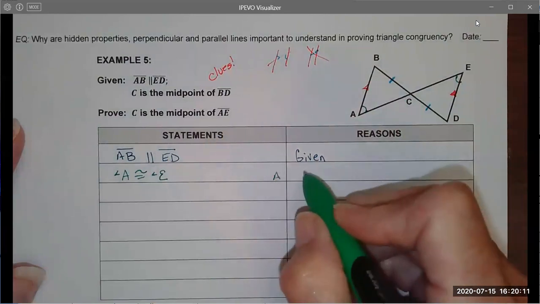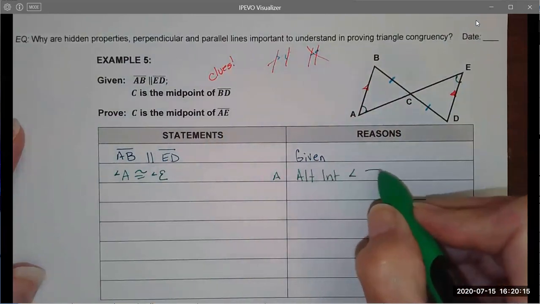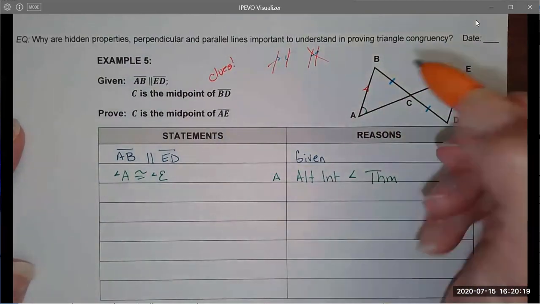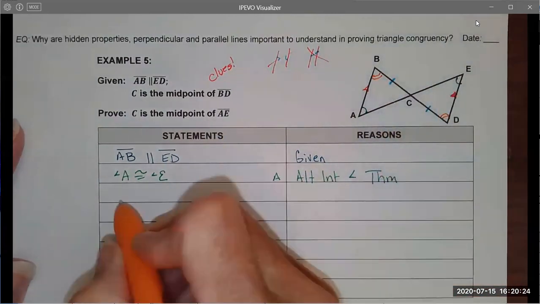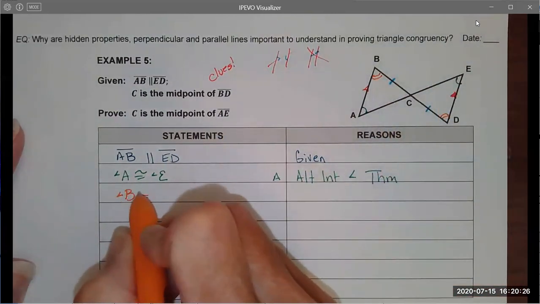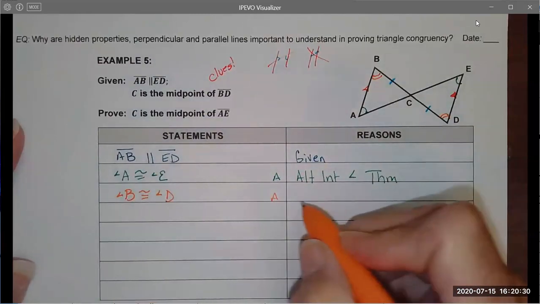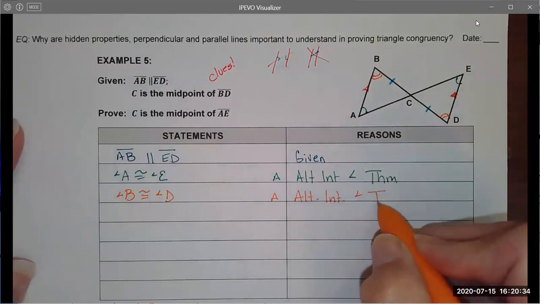That is an angle congruency, and I get that from the alternate interior angle theorem. And at the same time, I also get that angle B is congruent to angle D. That's also angle congruency, and it's also the alternate interior angle theorem.